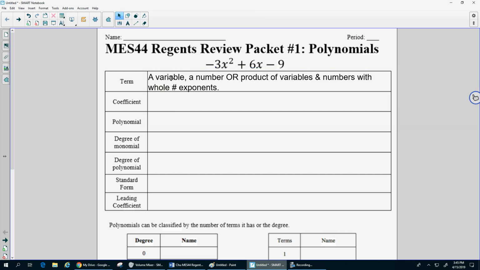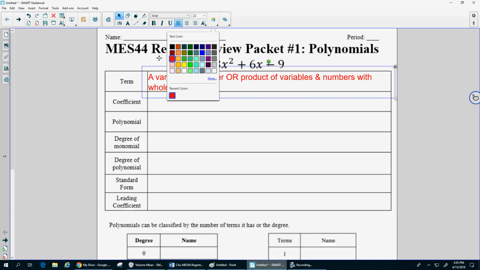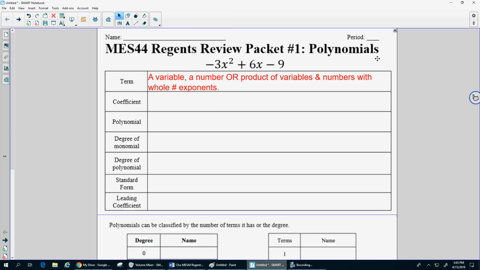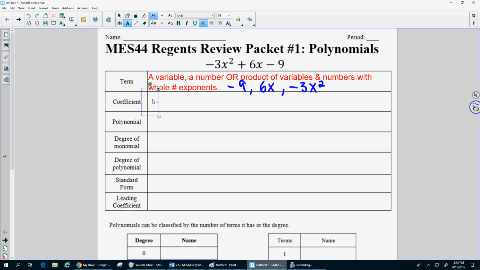So we look at this example and we think about what it means. I have an example written up here for you. Negative 3x squared plus 6x minus 9. Minus 9 is a number, so that's a term by itself. 6x is a product of a number and a variable, so that's its own term. And negative 3x squared is also its own term. These are separate terms.